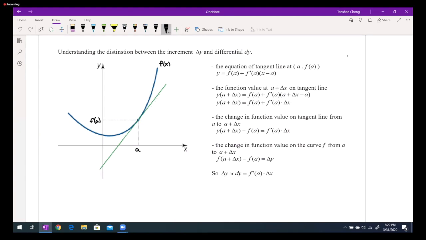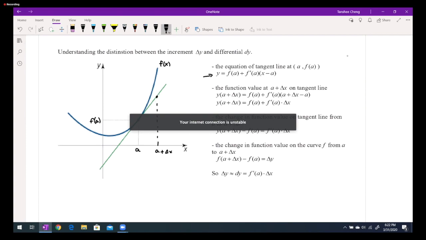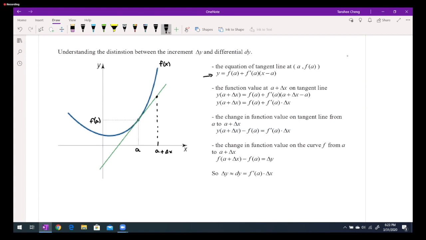So now I want to find out the function value at a plus delta x on the tangent line. Let's call this point right here, and this is my a plus delta x. If I find the value at a plus delta x, that basically means I'm going to substitute this a plus delta x into the tangent line equation. So y with input a plus delta x is equal to f of a plus f prime of a times, and my x right here would change into a plus delta x minus a. When I simplify it, a and a cancel out, so it will be left with delta x alone.